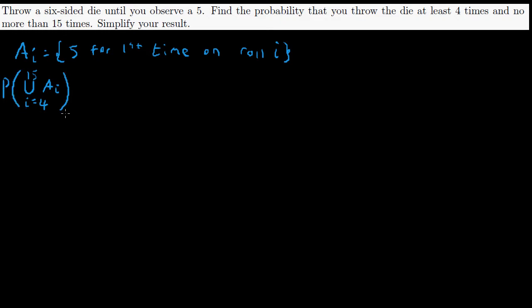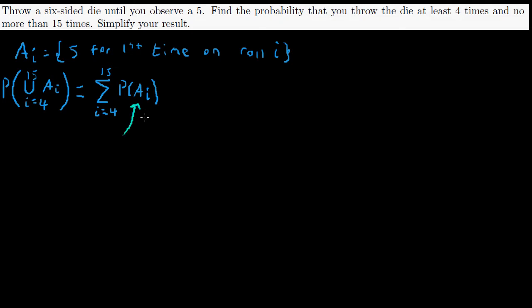Okay, well, what do we do here? These events are disjoint because if you get a 5 on the 4th roll for the first time, then your first 5 can't have occurred on the 8th roll. And if you get a 5 for the first time on the 12th roll, then you won't have gotten a 5 for the first time on the 8th roll. So they're disjoint. What does that mean? That means we can sum them. So sum from i equals 4 to 15 of P of A_i. Well, now how do I compute this guy up here, P of A_i?